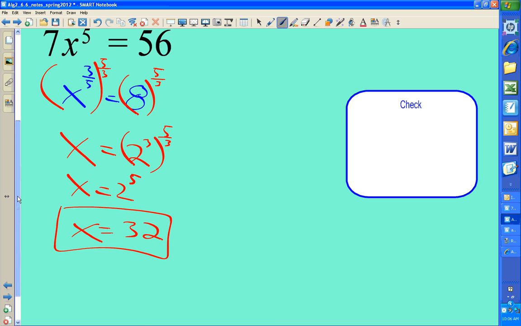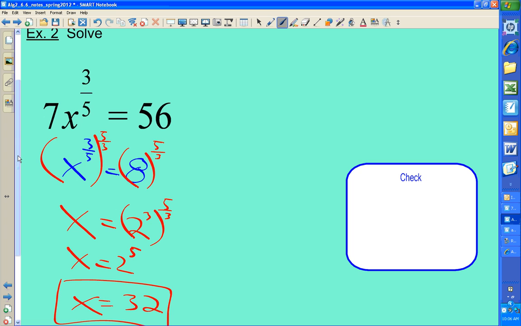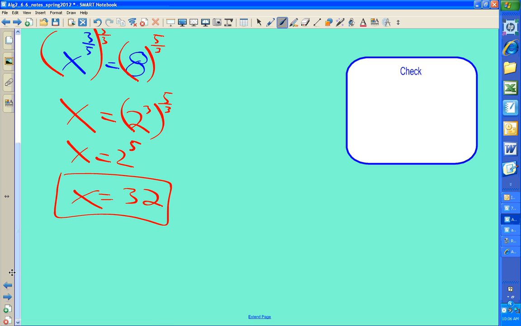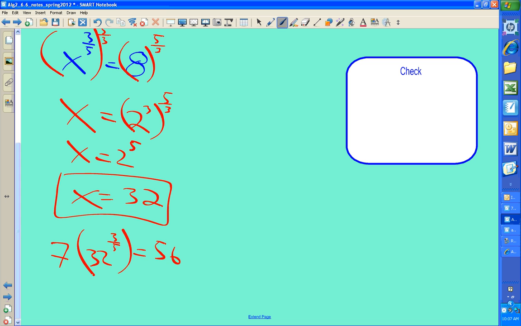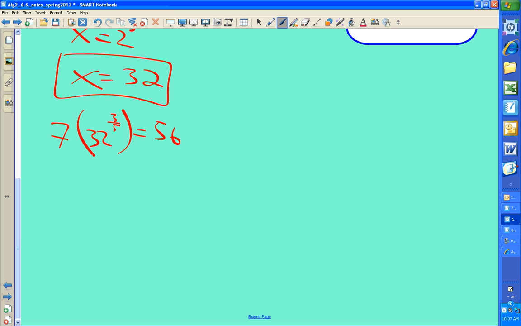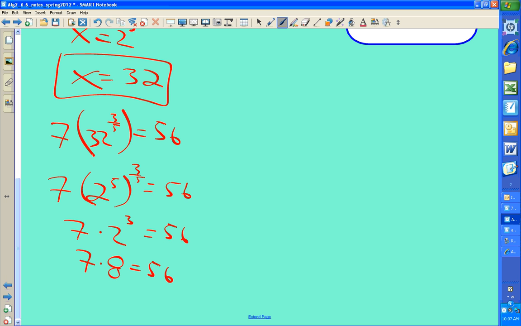Okay? So when you do 7 times 32 to the 3/5 power, you should get 56. How can I rewrite the 32? 2 to the 5th, to the 3/5. The 5s are going to cross cancel, and you're going to get 7 times 2 to the 3rd. And what's 2 to the 3rd? 8. That means this is a good answer. X does equal 32.